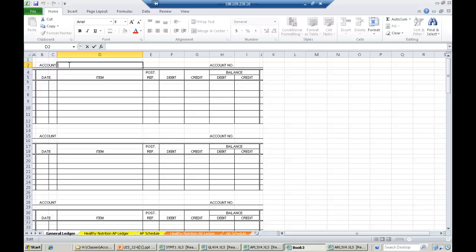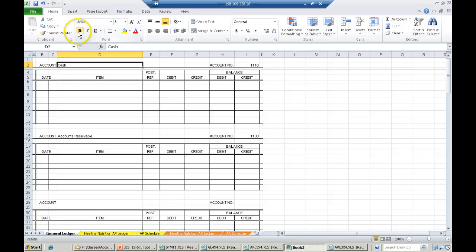We're going to need to format all of these. This is coming from page 305, application problem 12-5. The first account we have is cash. Account number is 1110. All asset accounts start with 1. Next account is accounts receivable. Account number is 1130, another asset account. But let's go ahead and go back up here and do this first.